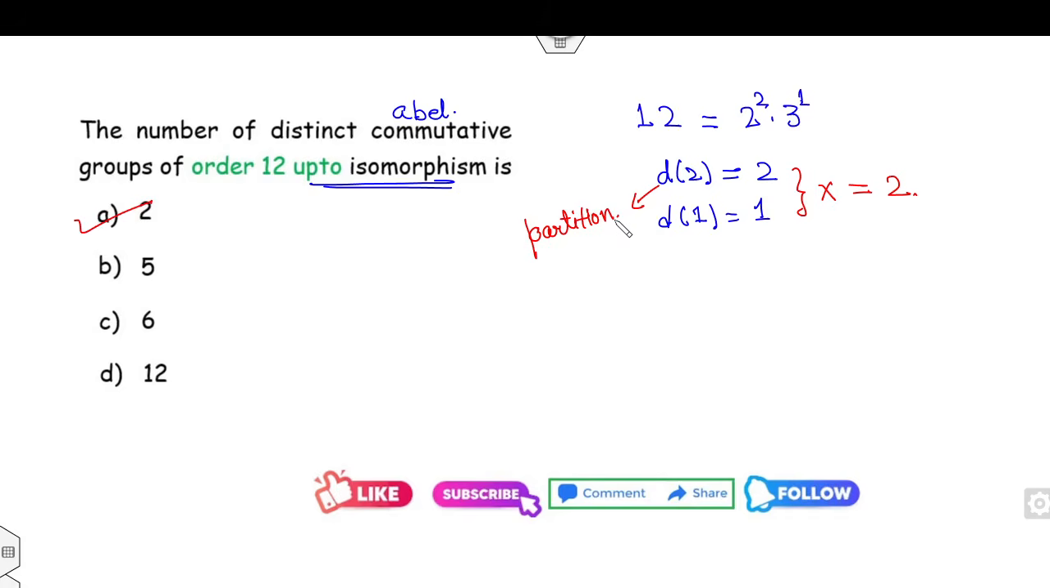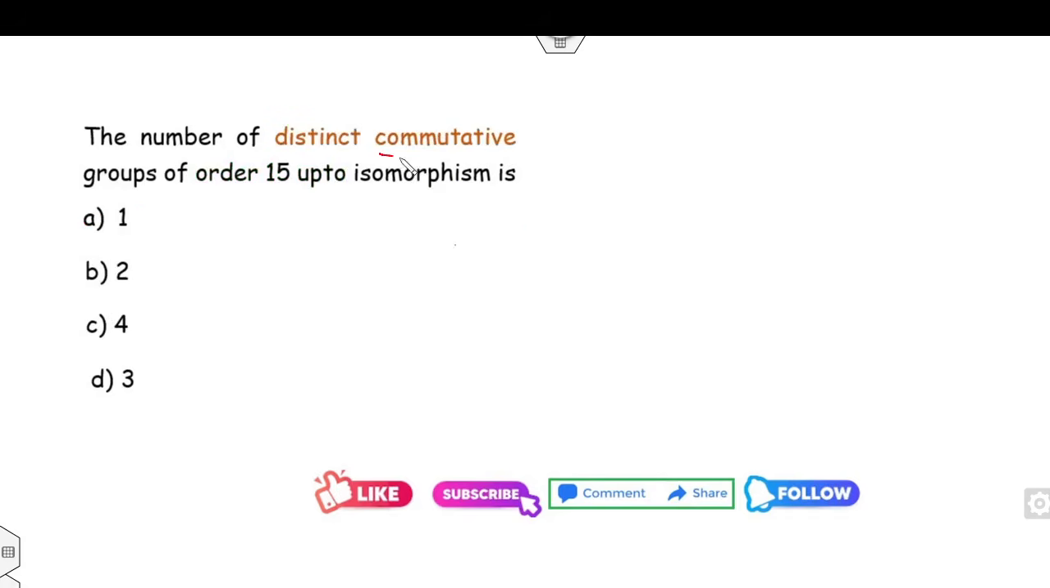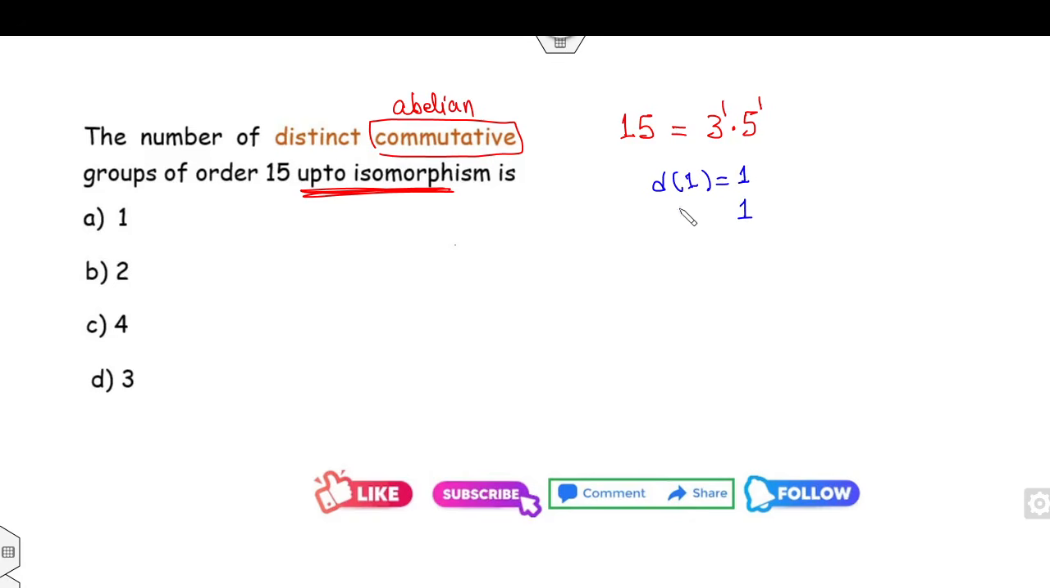Fine. The number of distinct commutative groups, that is abelian groups, up to isomorphism. So I can write 15 as 3 raised to power 1 times 5 raised to power 1. So what is the partition of 1? Partition of 1 is also 1. So you can multiply them, and 1 is the right answer of this problem.